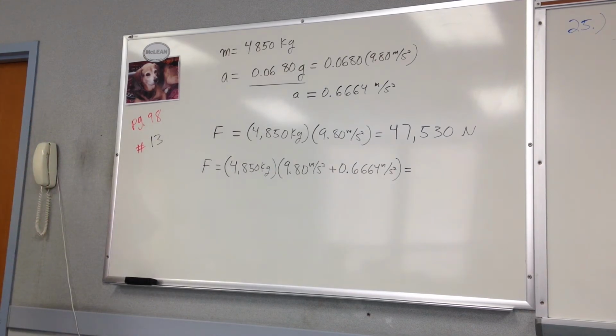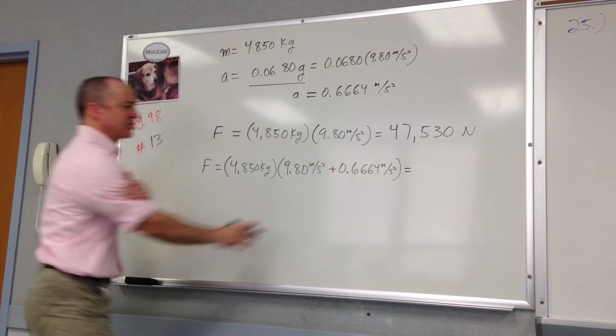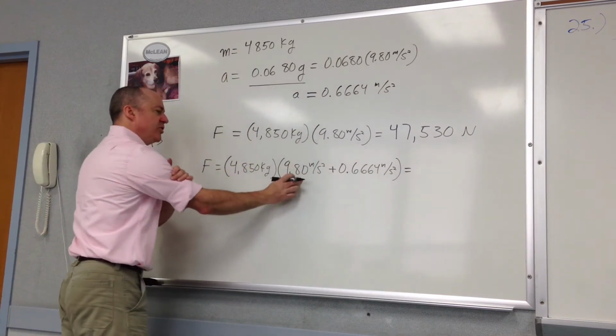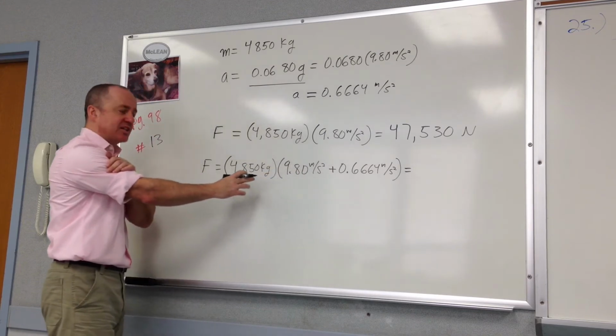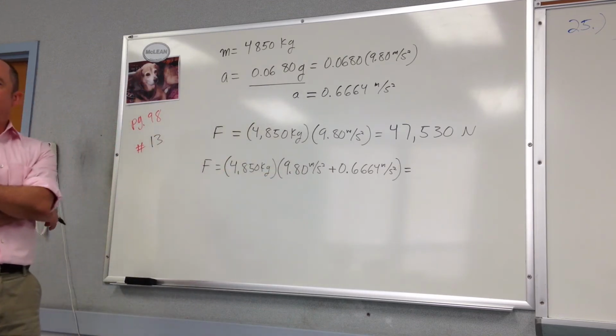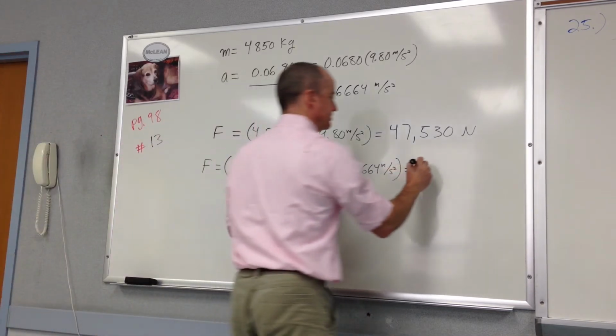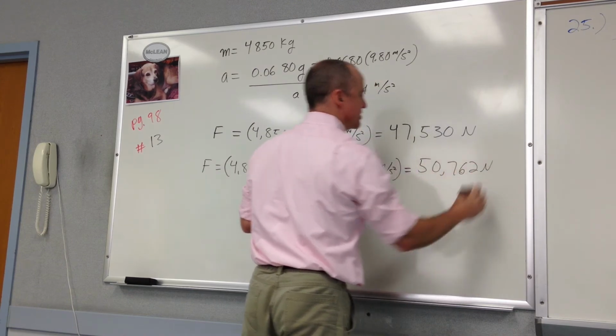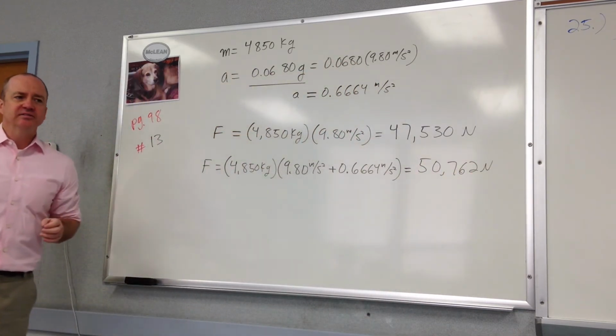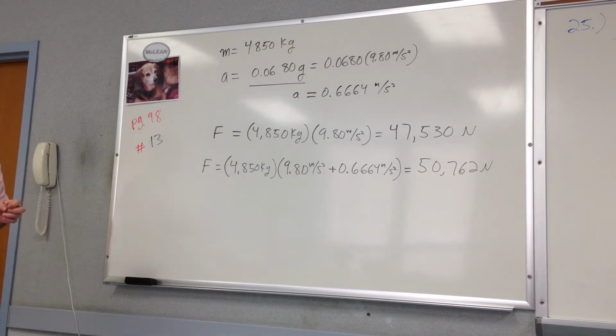So I have to add 0.6664 meters per second squared to the gravitational acceleration, which everything is dealing with just by standing still, in order to find out how many newtons of force are necessary to get this thing to actually move upward. 50,762 newtons. Yeah. That's what I said. Yes. I heard 5, I didn't hear 50. But yeah, so that's your total number.